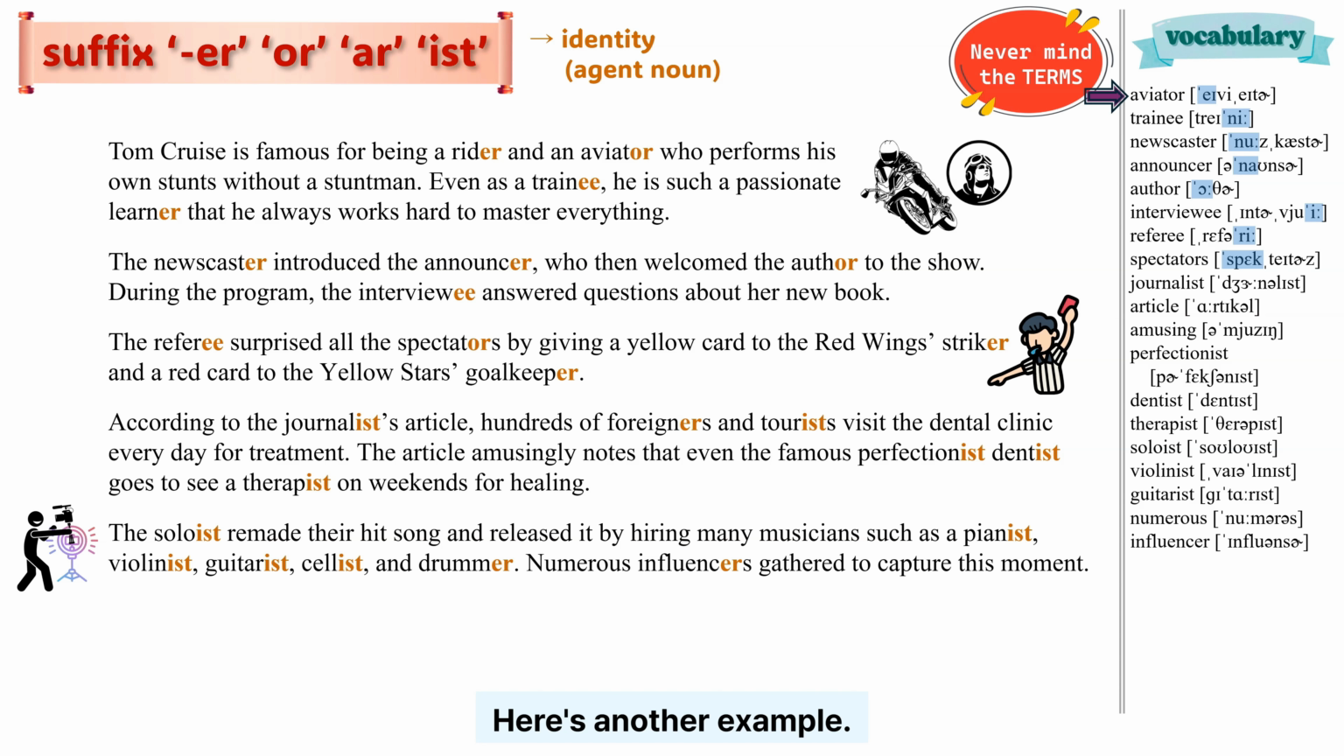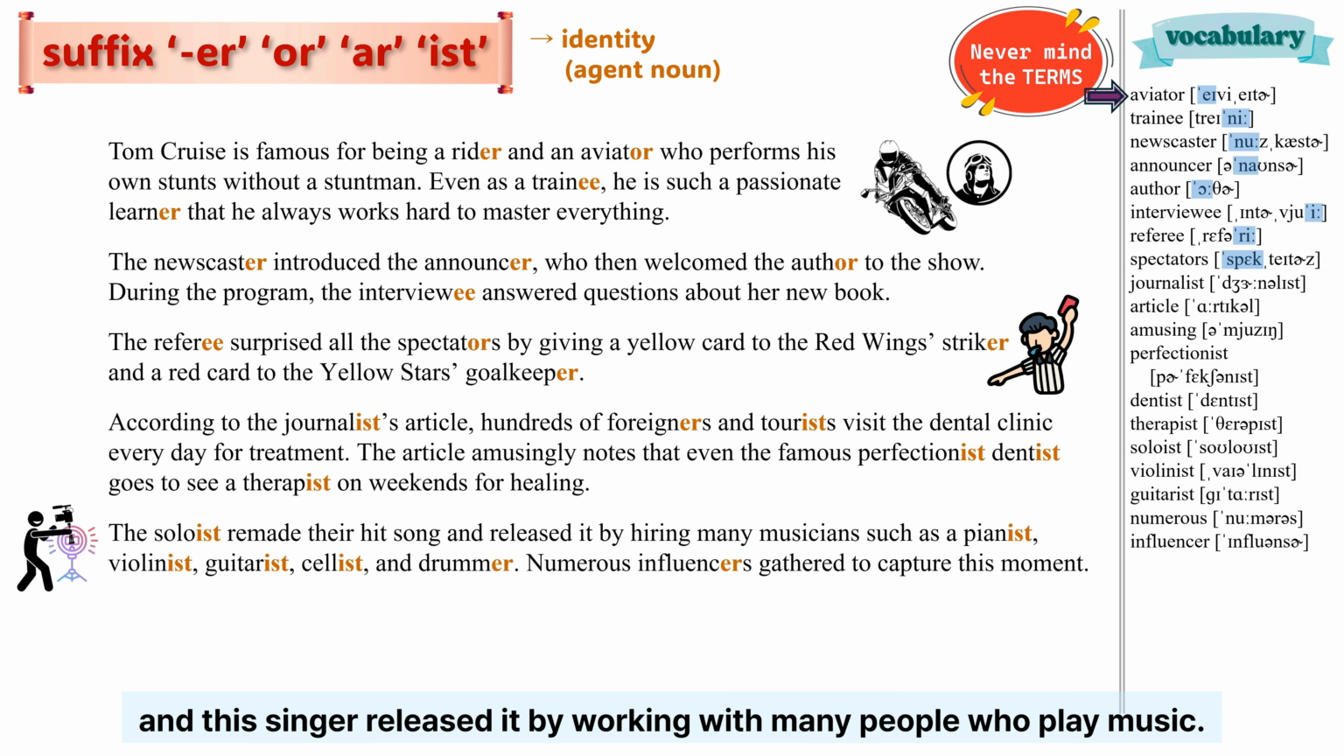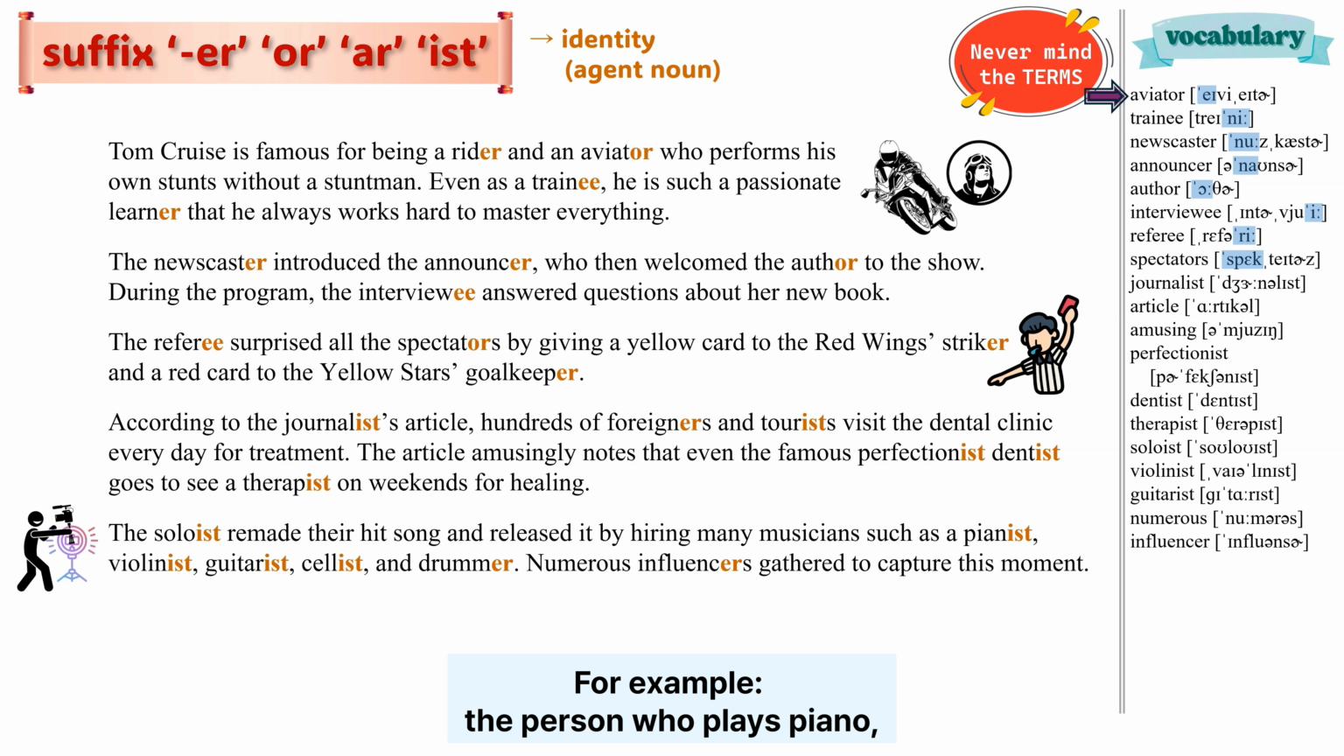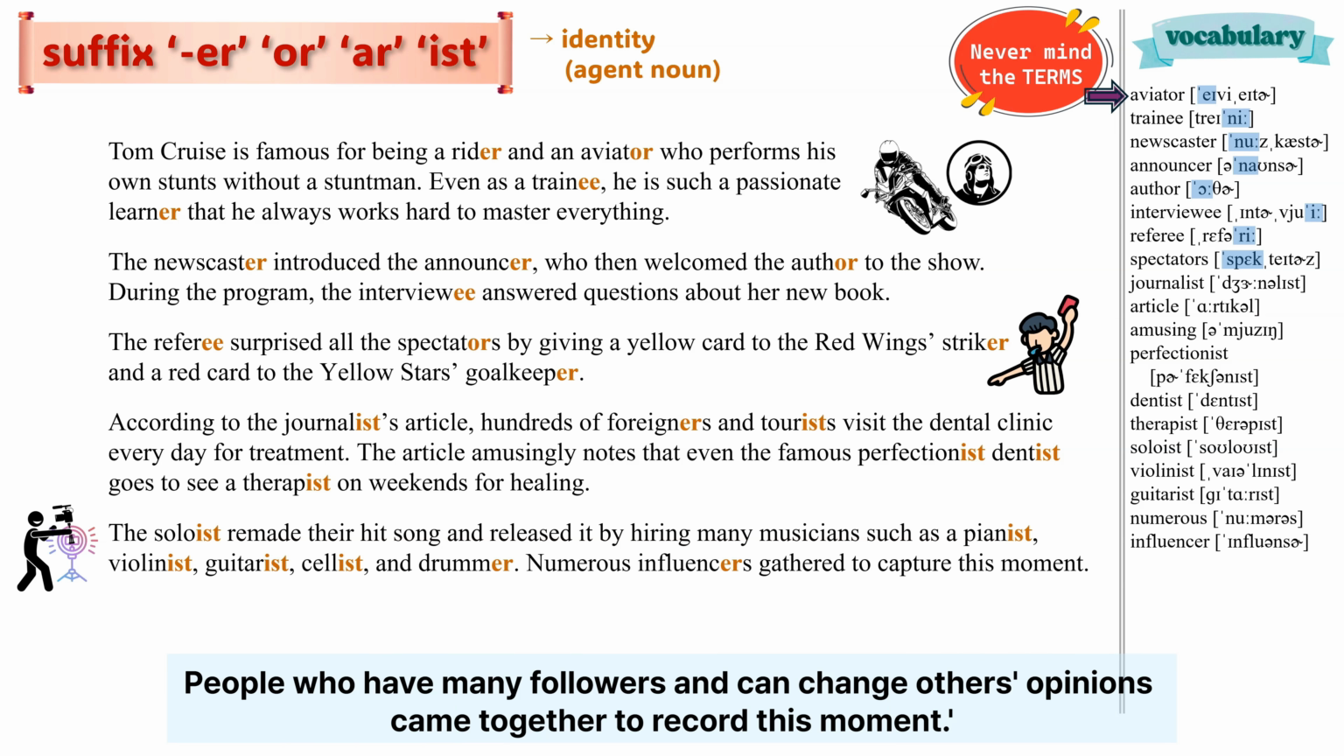Here's another example. The single singer made a new version of a famous song. And this singer released it by working with many people who play music. For example, the person who plays piano, the person who plays violin, the person who plays guitar, the person who plays cello, and the person who plays drums. People who have many followers and can change others' opinions came together to record this moment.